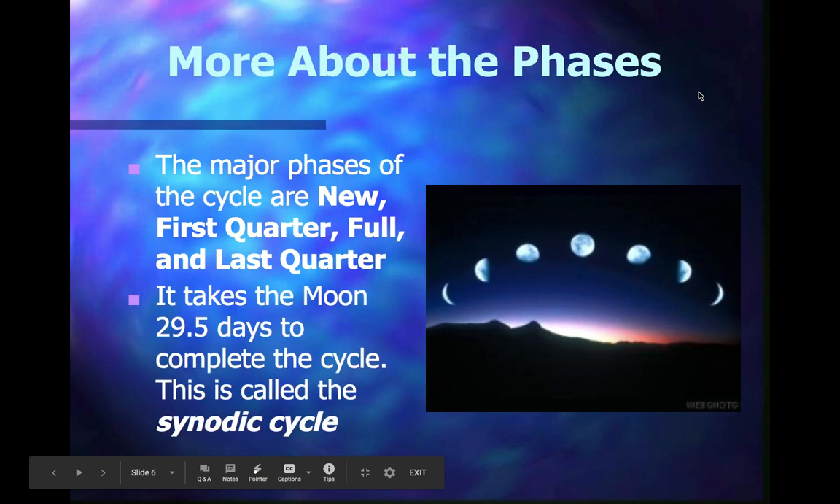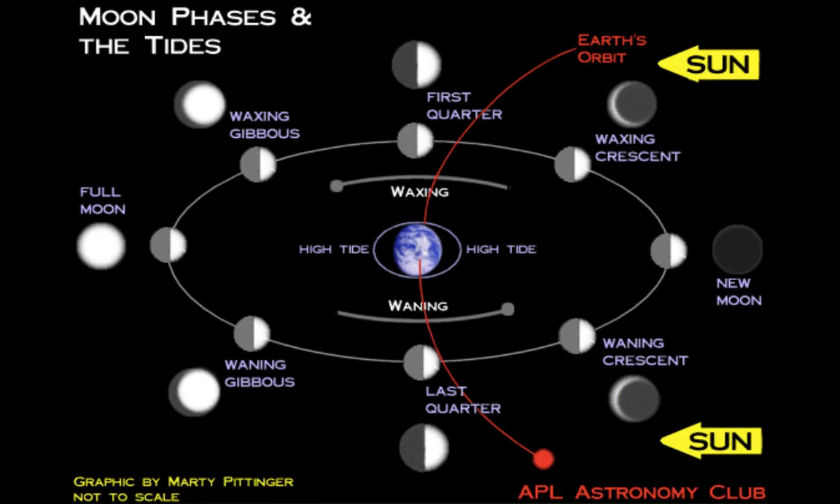All right, this is just explaining the phases a little bit more. It takes the moon 29.5 days to complete the cycle. This is called the synodic cycle. I can't talk. Synodic cycle. And I showed you what the different phases of the moon look like in that diagram on the other website. This we've talked about before when we talked about ocean tides, so I'm going to skip this slide. You guys should already know this. I just left it in here for your reference, but we've already talked about how the moon phases affect the tides.